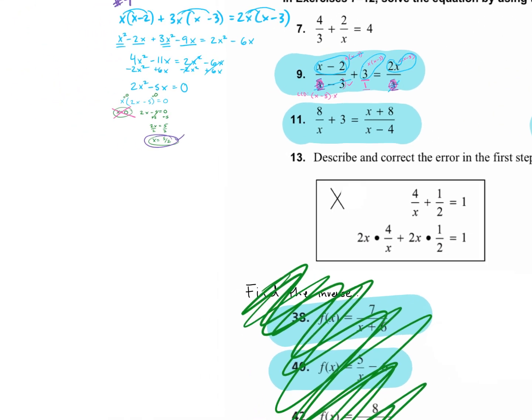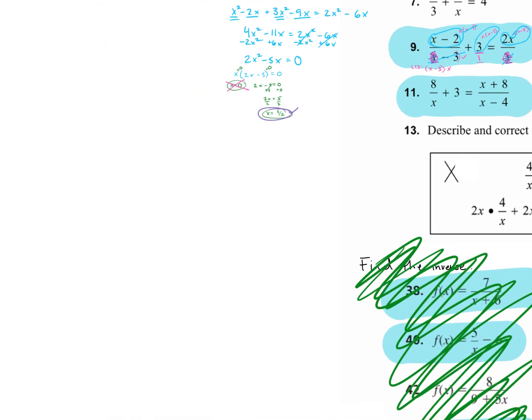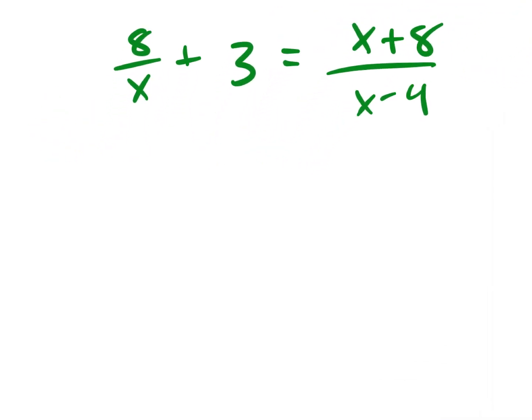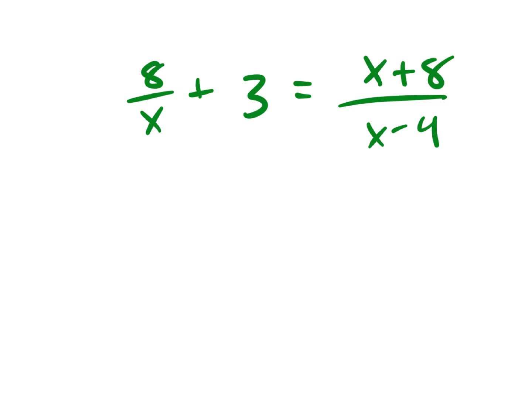So last one, let's do number 11. I'm going to write it on the side here so we have more room. 8 over x plus 3 is equal to x plus 8 over x minus 4. All right, I want you guys to walk me through this one. What do we do first?